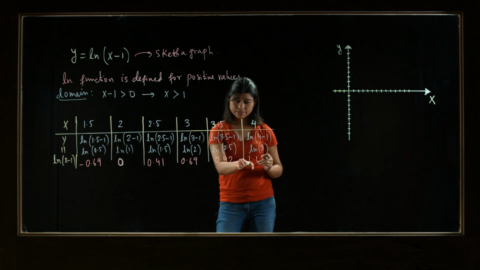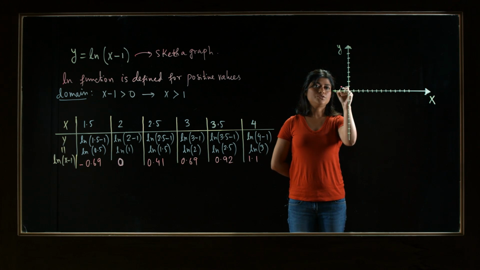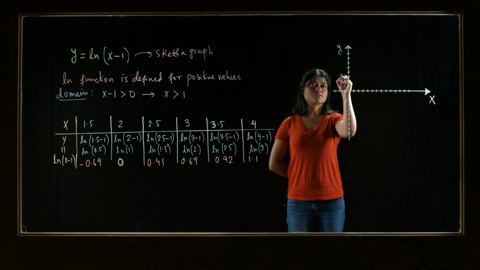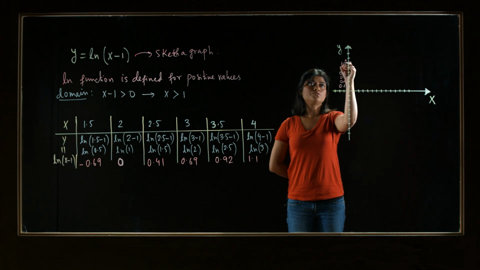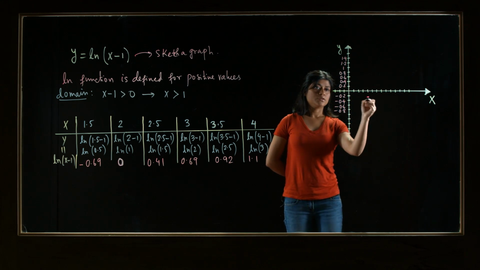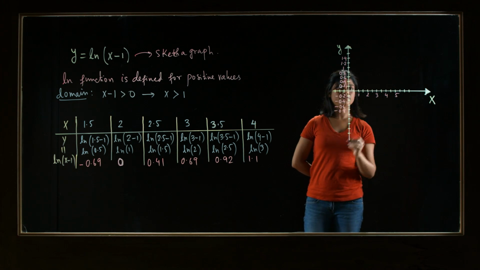These are decimals, and then we go up to 1.1. So let's say we do the scale, say 0.2, 0.4, 0.6, 0.8, 1, 1.2, and on the negative side, negative 0.2, negative 0.4, negative 0.6, negative 0.8, and so on. And here, so this is 1, 2, 3, 4, 5.